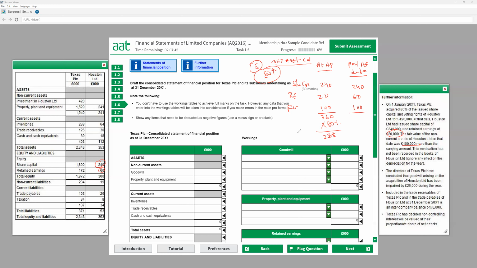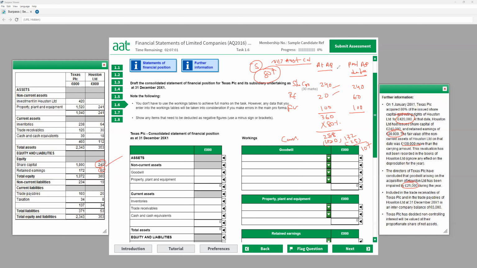And I paid 420 for that. So the consideration is 420. If you minus 420, the goodwill I have here is 132. But the question also said goodwill is impaired by 25. So you need to minus 25 to find out how much the goodwill is. That gives me 107. So that's my goodwill.